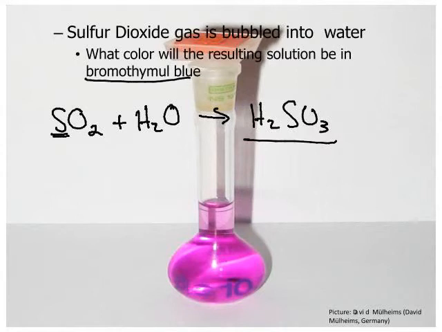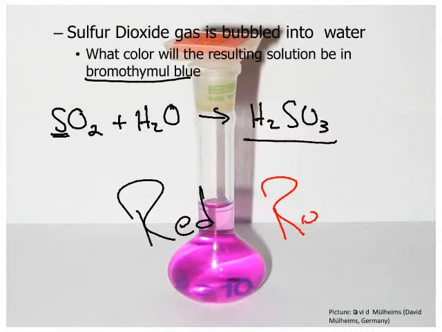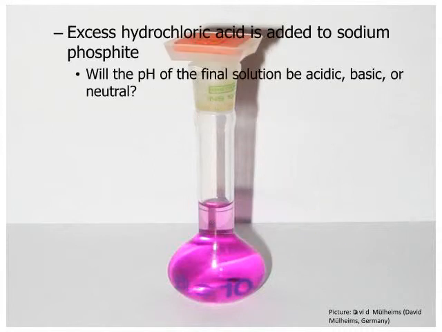Now, what will it do with bromothymol blue? Now, bromothymol blue is blue in a base. However, in an acid, it is what color? It is red. So the answer to this one is red. Oh, I should use my red pen, red. All right, we like this, okay.